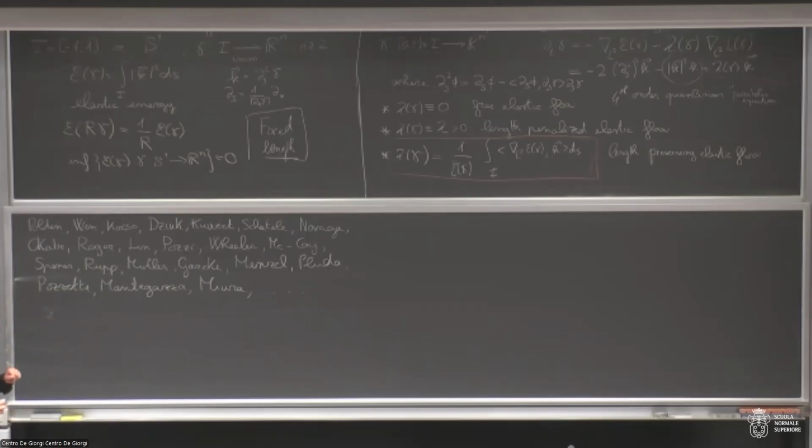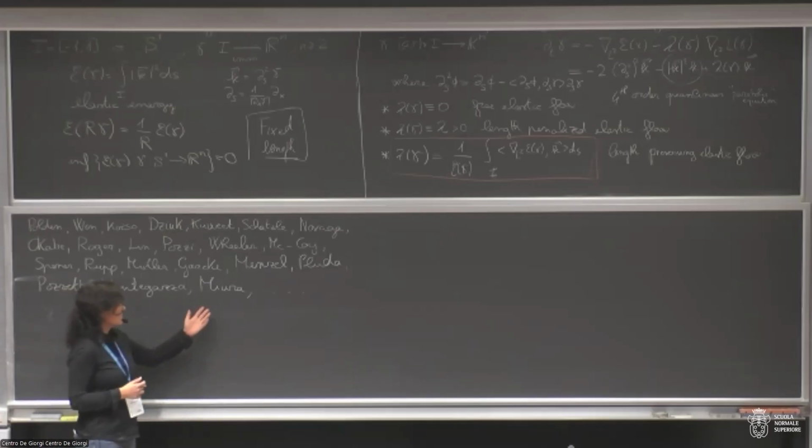And for instance, Müller and Rupp, and also together with Miura, they found some energy threshold below which the fact that the elastic energy is below its threshold allows us to say that the curves need to be embedded. So a kind of Li-Yau inequality for the elastic energy.